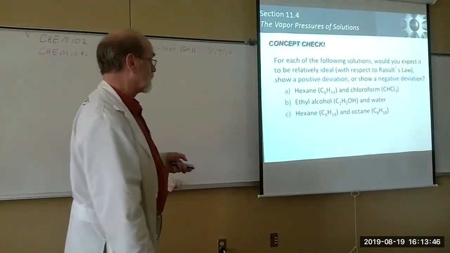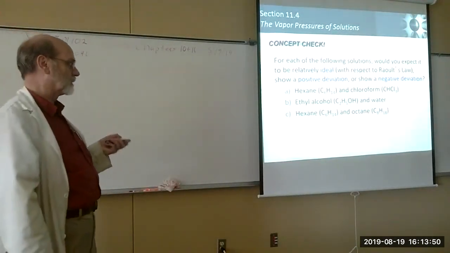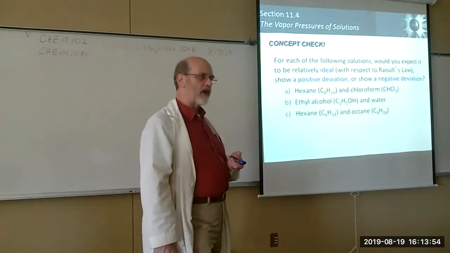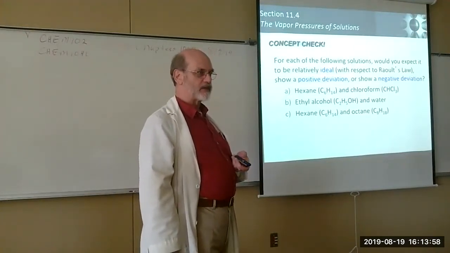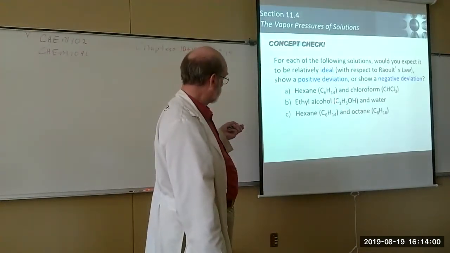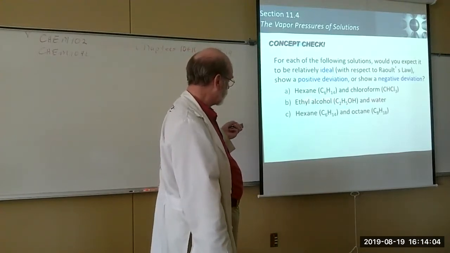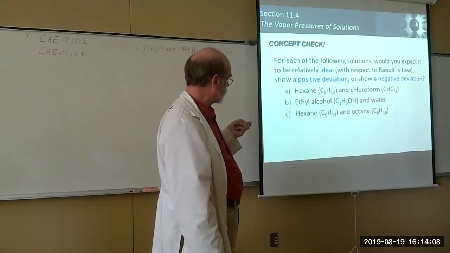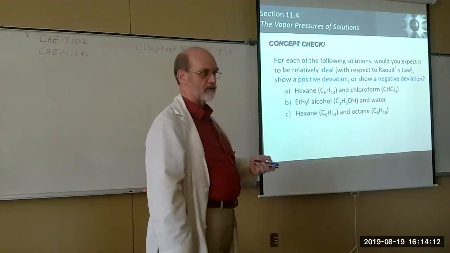Now, the trick is trying to figure out which one is a positive deviation, which one's a negative deviation. So in order to be a negative deviation, we need a stronger interaction between the two in solution than they have with each other. And I think because this one is polar, that one's polar, this one will be the negative one. And since this is non-polar and that's slightly polar, this one would be the positive deviation.